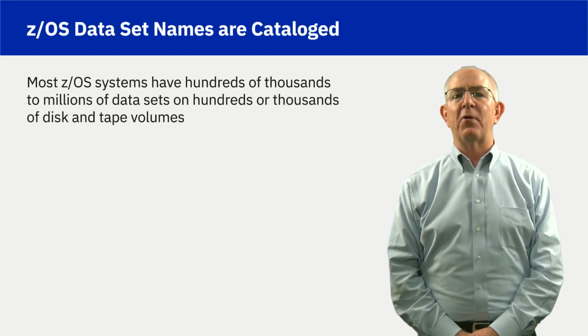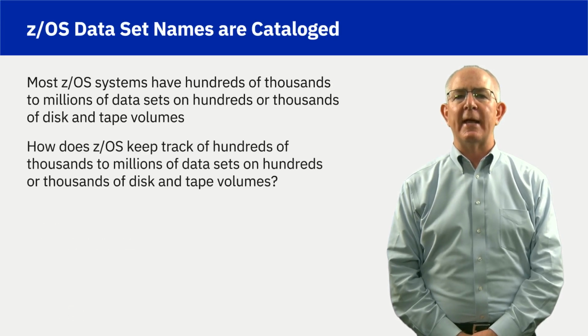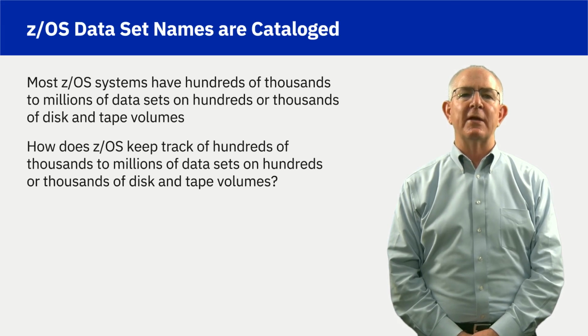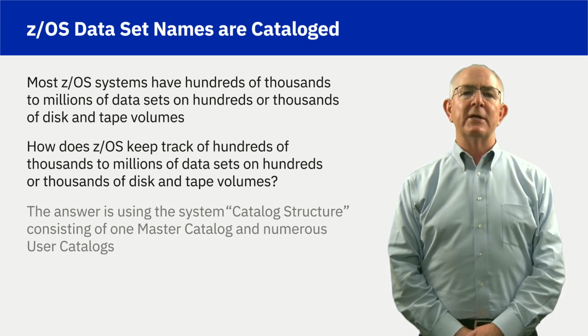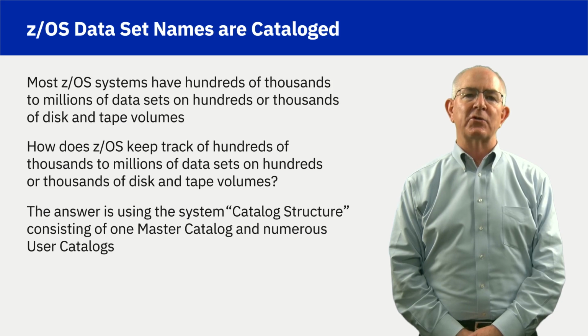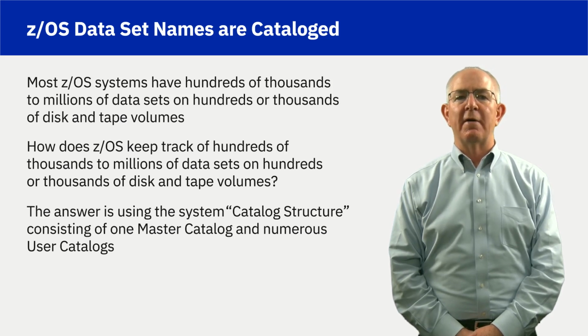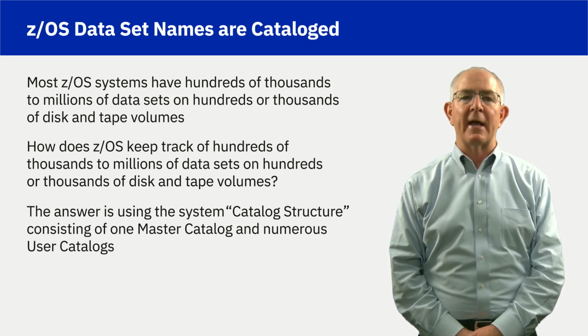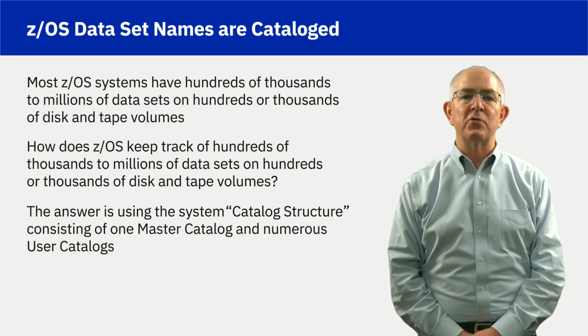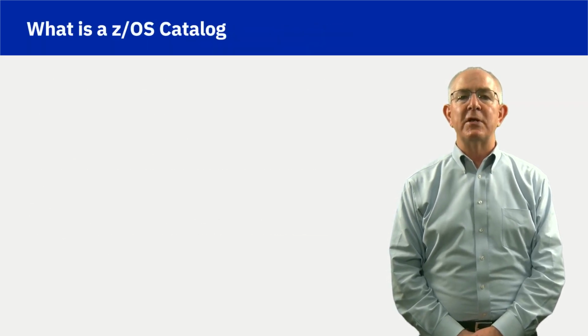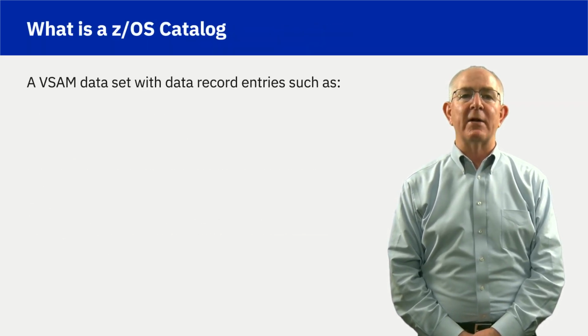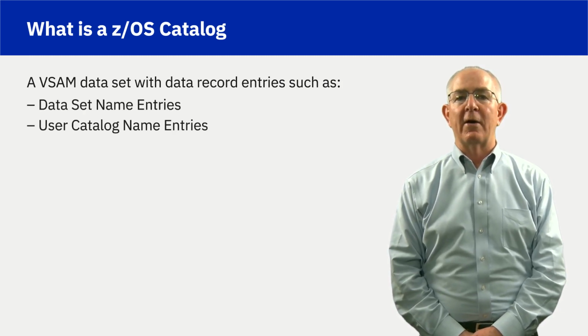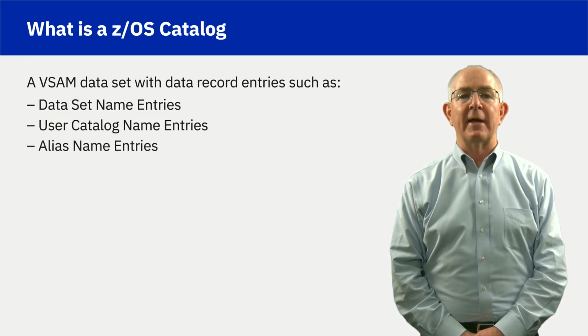How does z/OS keep track of millions of dataset names on thousands of disk and tape volumes? The answer is the z/OS catalog structure, which consists of a single master catalog and numerous user catalogs. A z/OS catalog maintains data records about dataset names, user catalog names, and alias names.